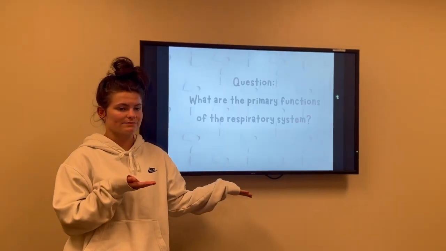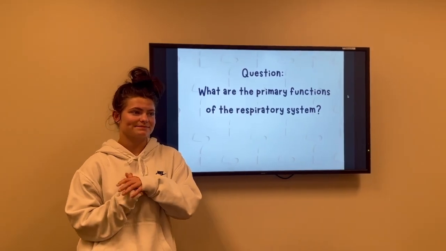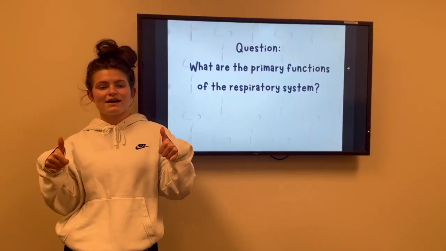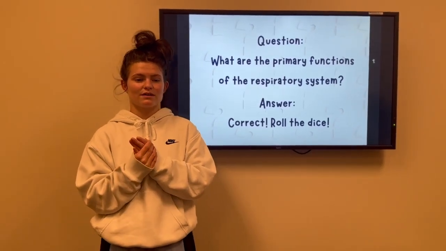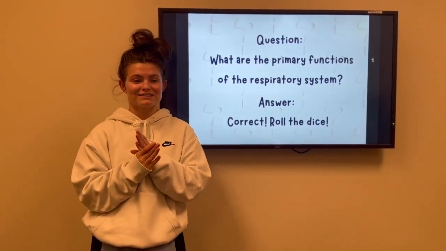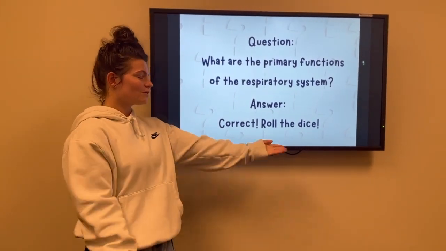Question 7. What are the primary functions of the respiratory system, Tess? The respiratory system brings in oxygen, removes carbon dioxide, and helps maintain pH balance in the body. Yes, oxygen intake and carbon dioxide removal are crucial for supporting cellular functions, especially during physical activity when demands increase. Roll the dice.